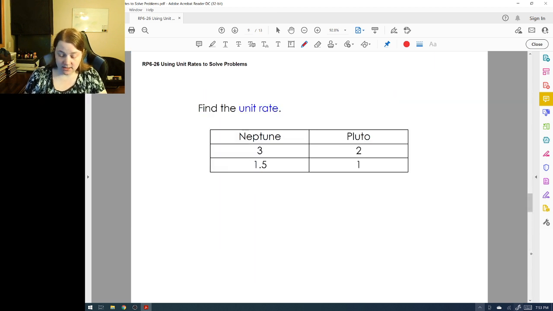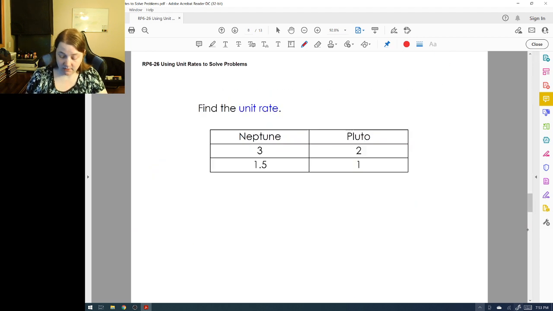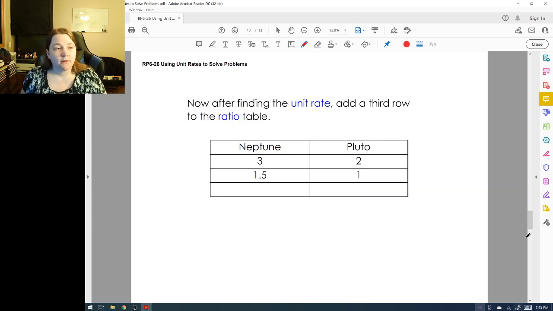Oh look, it's the same thing that we just figured out right here, but they went ahead and put it right here. Now, after finding the unit rate, we knew that Neptune to Pluto was 3 to 2, or 1.5 to 1. We knew that Pluto was 9, which meant that this ended up being 13.5.